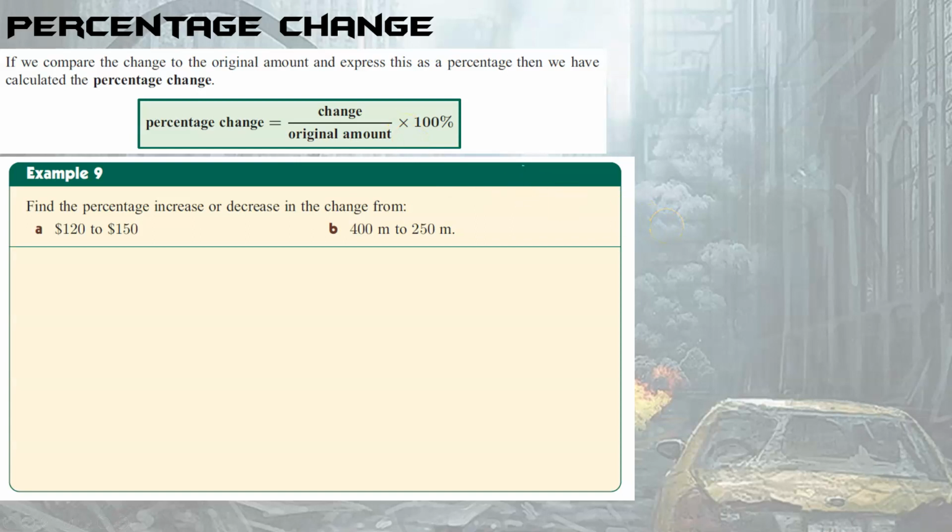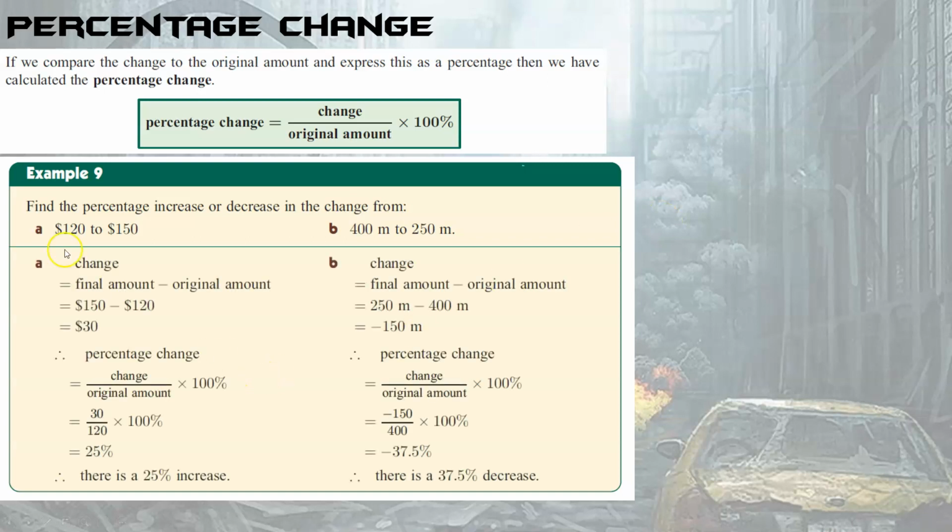If we had $120 and it changed to $150, what is the percentage increase or decrease? We first want to use the formula. We say the final amount, take the original amount, means the change was $30. So we do $30 divided by the original amount, which was $120. We times that by 100%. We get 25% here. So there's a 25% increase.